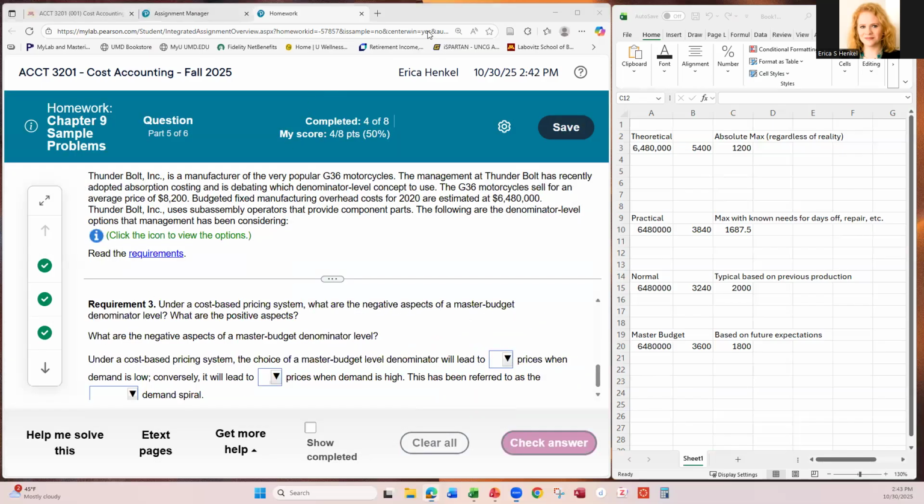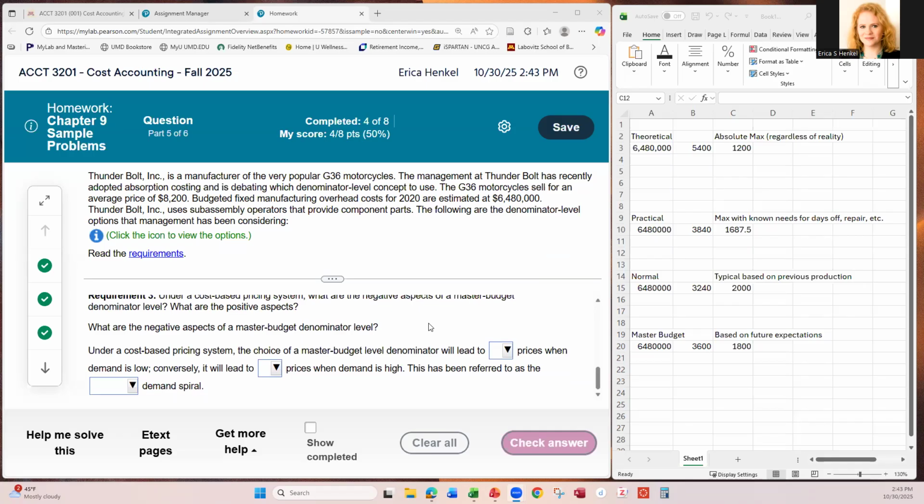Okay. For the next question, we've got a cost-based pricing system. What are the negative aspects of a master budget denominator level, and what are the positive aspects? Well, a cost-based pricing system is where we take what it costs us to produce the item, and we mark it up by a percentage or a dollar amount to arrive at our ending price.